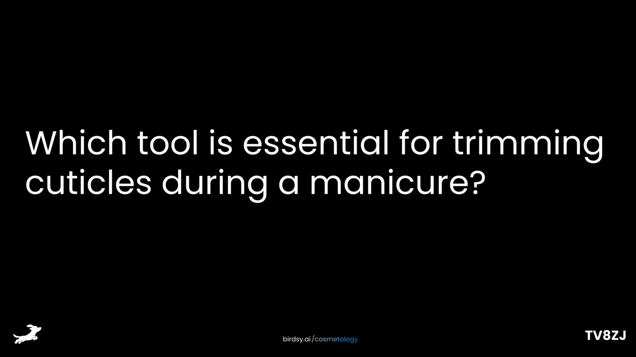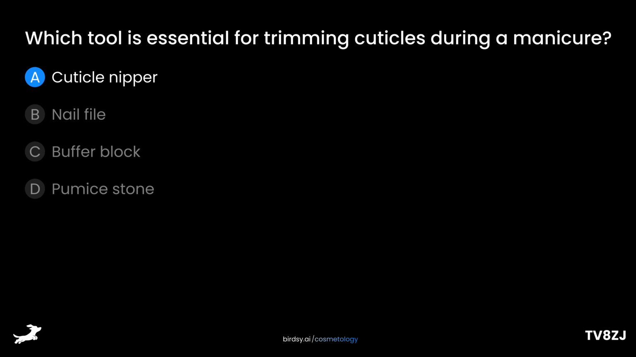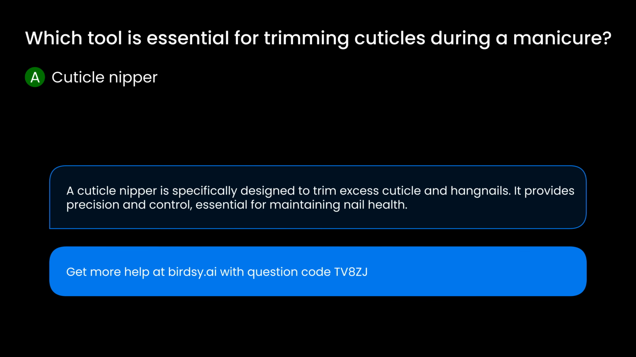Which tool is essential for trimming cuticles during a manicure? Is it A, cuticle nipper, B, nail file, C, buffer block, or D, pumice stone? The answer is A, cuticle nipper. A cuticle nipper is specifically designed to trim excess cuticle and hangnails. It provides precision and control, essential for maintaining nail health.